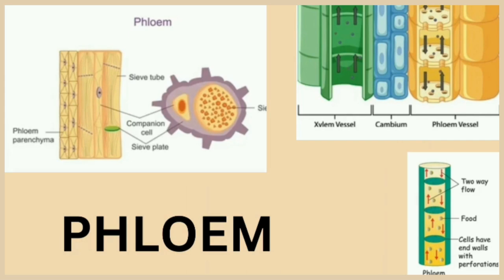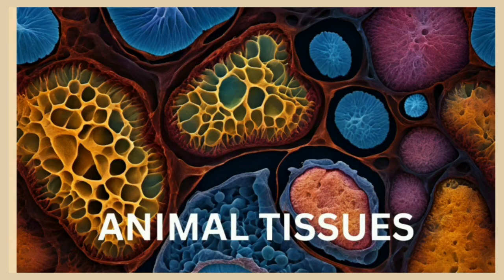Whereas phloem is made up of four types of cells: sieve tubes, companion cells, and phloem fibers. Also, it has phloem parenchyma. Sieve tubes are tubular cells with perforated walls. Phloem transports food from leaves to other parts of the plant. Except phloem fibers, other phloem cells are living cells.